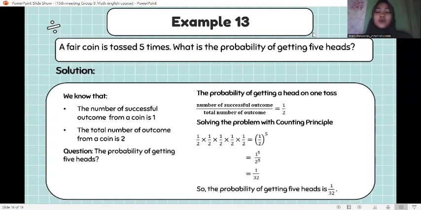Solving the problem with the counting principle. So half times half times half times half times half equals half to the power of 5, equals 1 to the power of 5 over 2 to the power of 5. 1 to the power of 5 equals 1. 2 to the power of 5 equals 32. So the probability of getting 5 heads is 1 over 32.